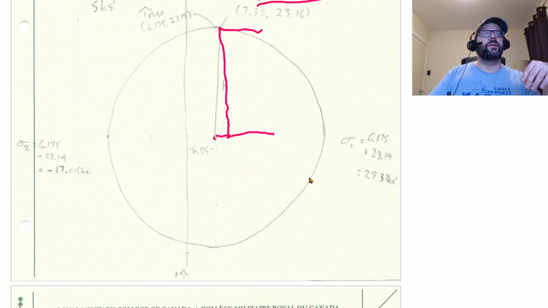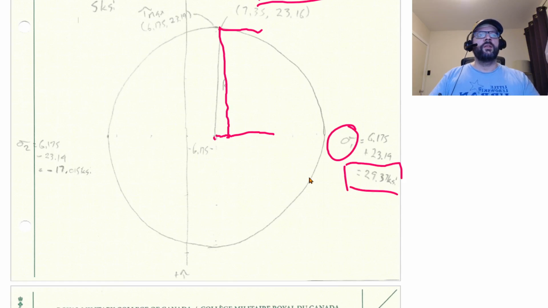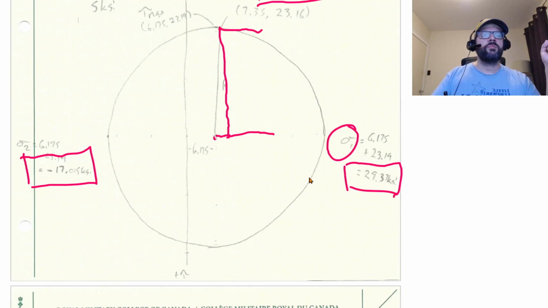From that, we can calculate what our principal stresses are going to be. Our first one is the 6.175 plus that 23.19, which gives us 29.37 KSI. The next one is our 6.175 minus that radius, and it gives us negative 17.015 KSI. That's there and there.